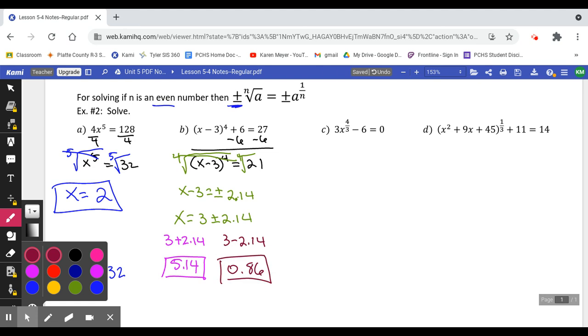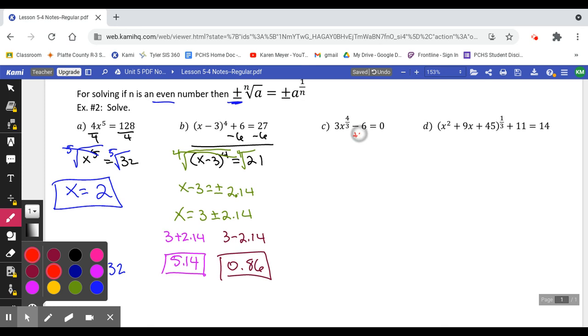C. If you have a fraction power, which I know it might not look this way, but that 4/3 is really a fraction power. Okay, you want to get x to the 4/3 by itself. So I'm going to start by adding 6 to get it out of the way. Then I'm going to get rid of my coefficient of 3 by dividing it.